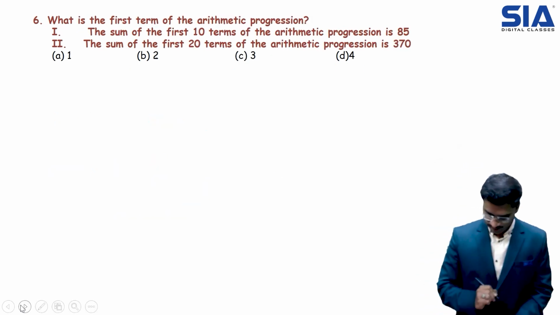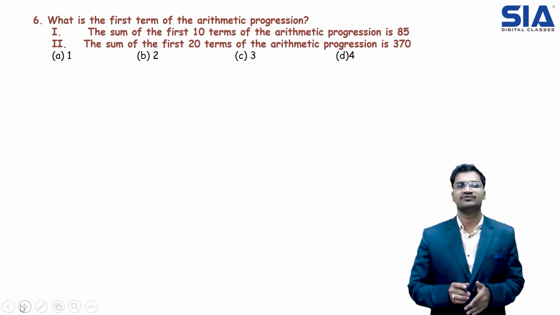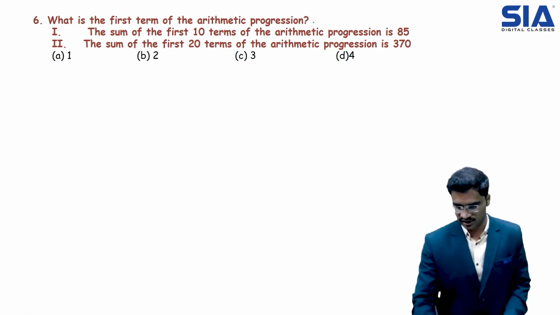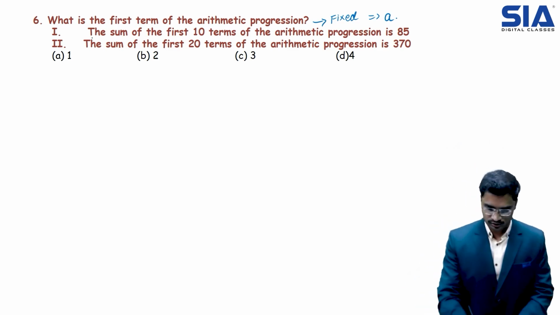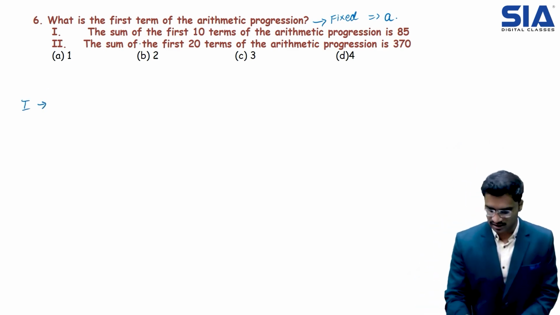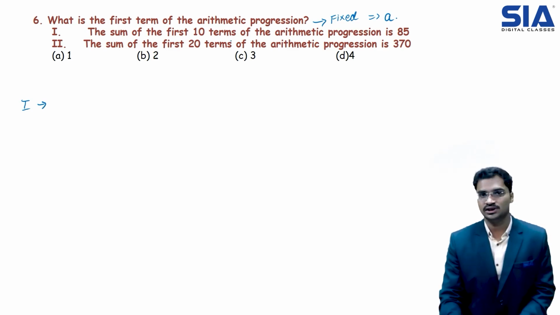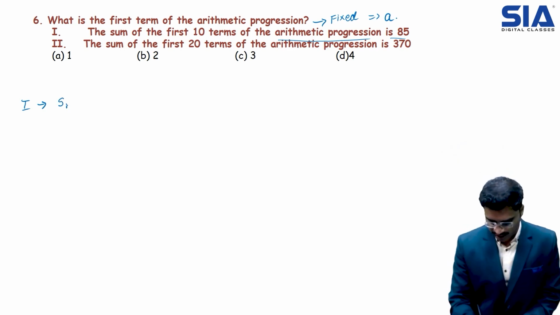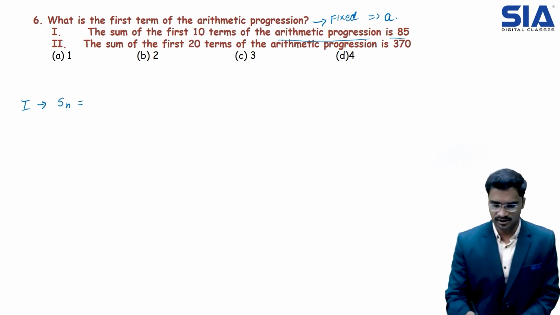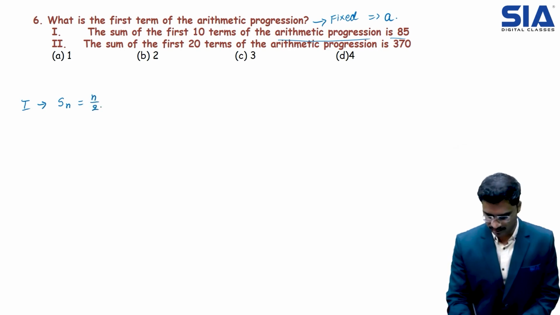Now coming to the next question: what is the first term in the arithmetic progression? Here we should find a fixed answer for A, where A is the first term of the arithmetic progression. The first statement says the sum of the first 10 terms of the arithmetic progression is 85. We know that Sn, the sum of n terms in an arithmetic progression, is n by 2 into 2a plus n minus 1 into d.